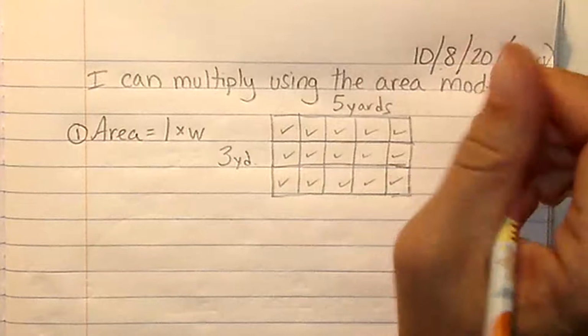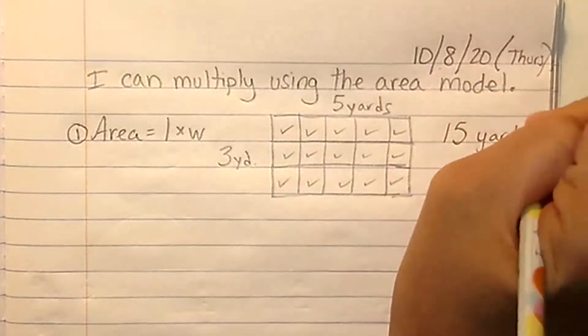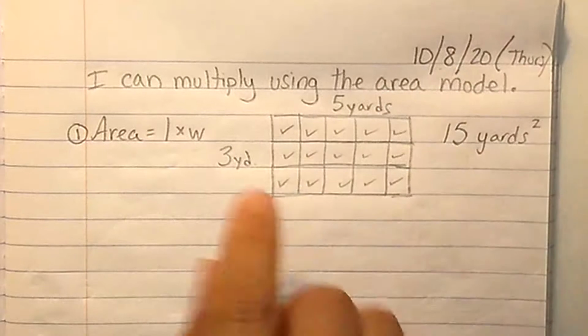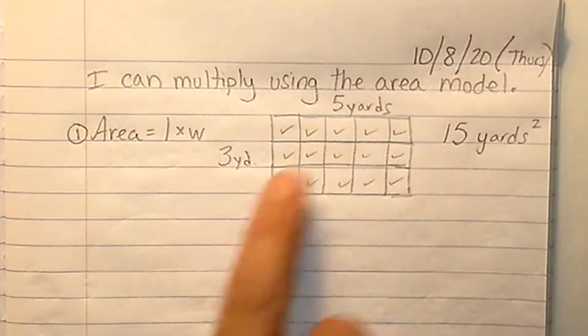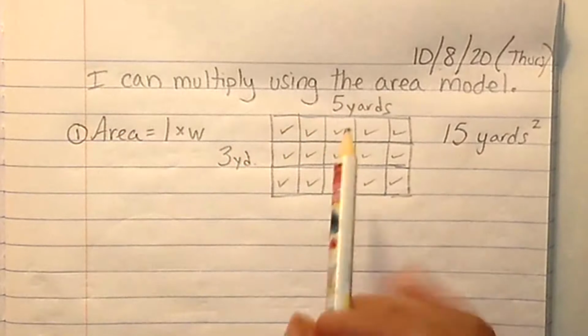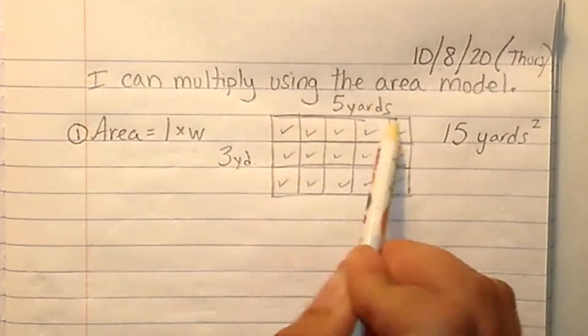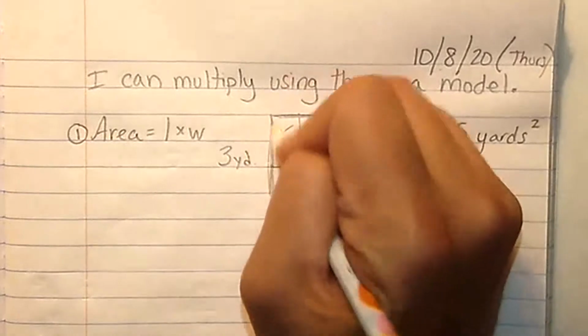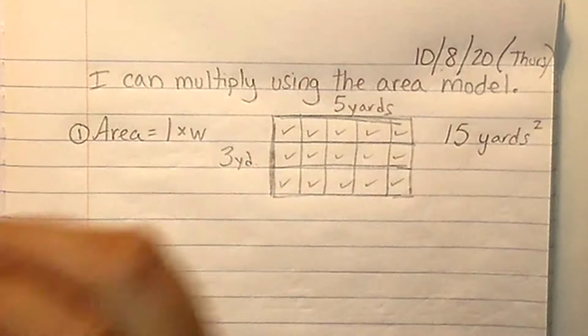So your dog's play space would be 15 yards, and we put this little 2 up here to mean square yards because they're not straight lines, they're actual squares your dog could play in. This is how we find the area. For those of you who are more familiar with it, you probably remember that you just did 5 times 3 and you got 15. And that's what we're going to do today.